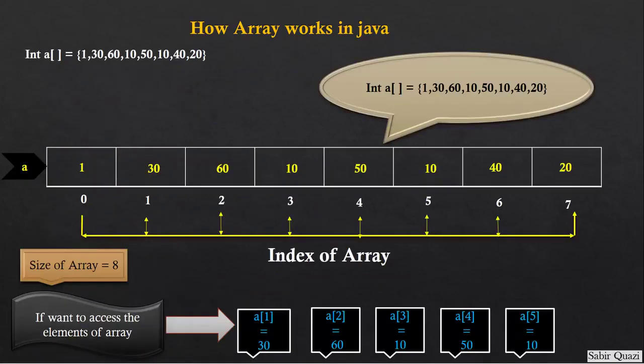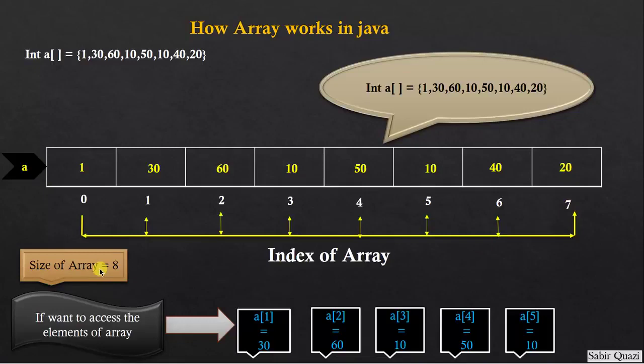So in this case, how do we declare an array? We can see this part: this is the data type of the array, and this is the name of the array, and this bracket indicates that it is an array, and we have initialized this array with certain values. And then we can see these values are stored in memory, and these are the indexes of these values.